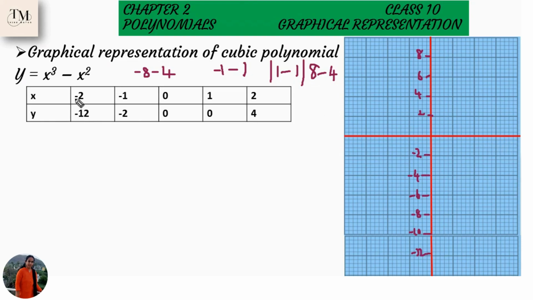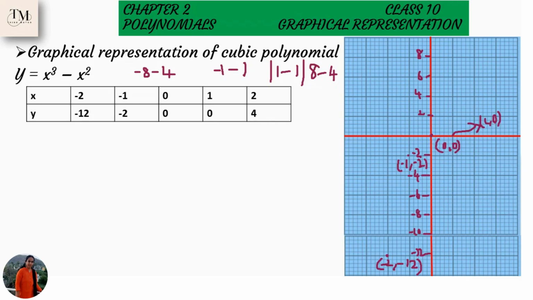Okay. So now let us plot the points. Minus 2 comma minus 12. So for the x-axis, minus 2 is here. Minus 12 is downwards. So this is minus 2 comma minus 12. Okay. Next, minus 1 comma minus 2. So minus 1 is here and minus 2 is here. Next is 0 comma 0. So next value is 1 comma 0. So 1 comma 0 is here.